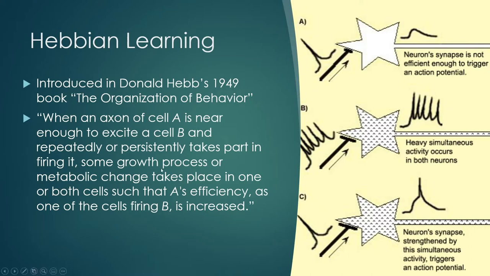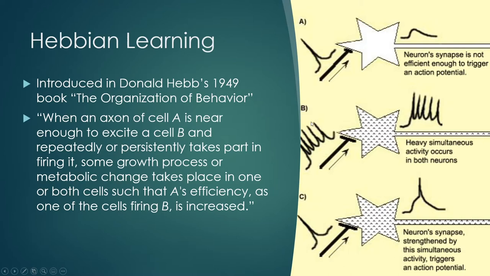It was the idea that if an axon of one cell was near another cell and was able to persistently fire it, turn it on, then some type of process was allowing these things to grow together and become more efficient. In this diagram you have a really weak firing rate from this presynaptic cell, trying to fire this postsynaptic cell. This really weak firing isn't enough to get it going, and because of that, nothing is happening. The synapse isn't getting potentiated. It's not getting any stronger.